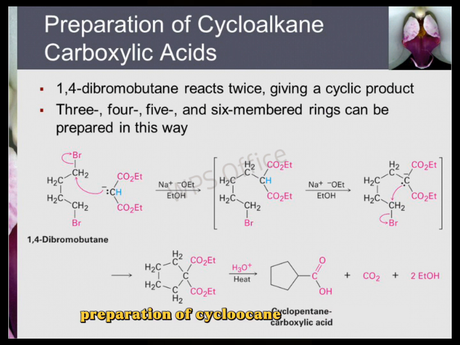Preparation of cycloalkane carboxylic acids. 1,4-dibromobutane reacts twice, giving a cyclic product. 3-, 4-, 5-, and 6-membered rings can be prepared in this way. In the first figure, we have the 1,4-dibromobutane.